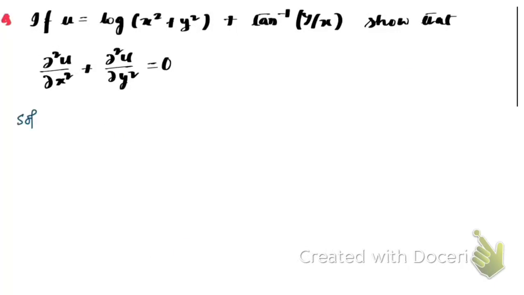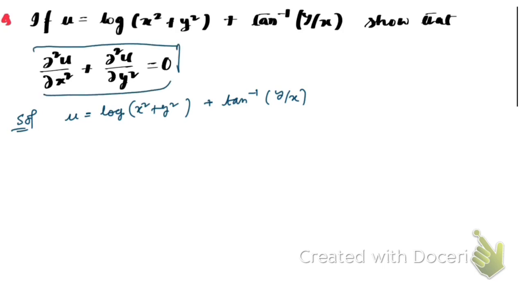So here what we have, u is equal to log of x square plus y square plus tan inverse y by x. That's what we have. So we need to prove this relation. So first let us do one thing. First let us find del u by del x.